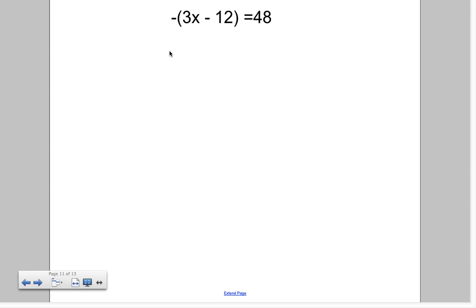Are we ready? If you look at the problem, ladies and gentlemen, can someone share with us what are we actually distributing in this problem? What number? Ryan? -1.